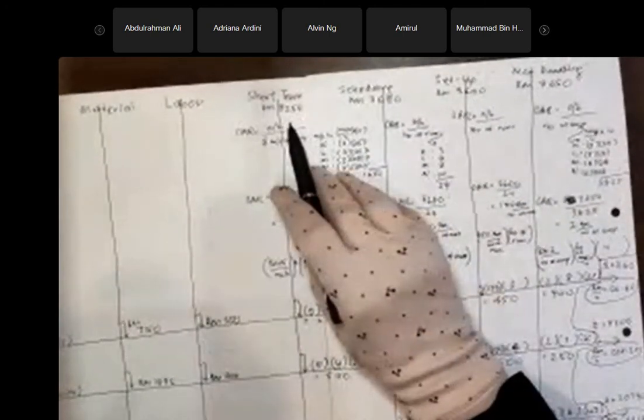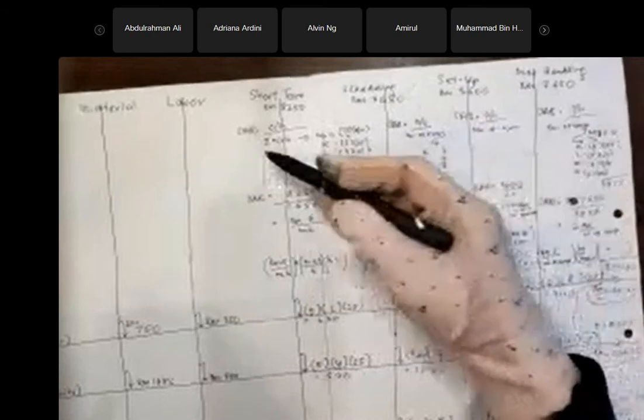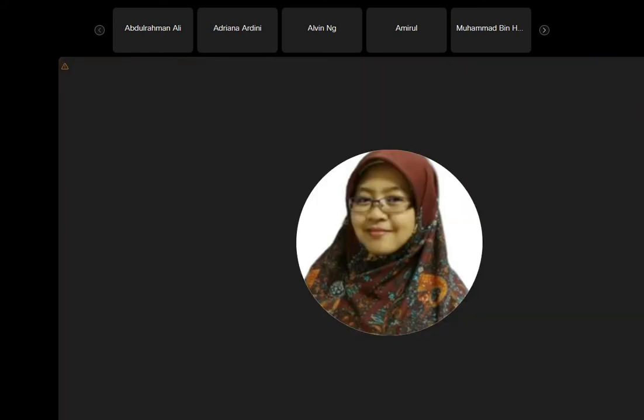But for this part, you have many things to calculate because it is based on all the overheads one by one: short-term scheduling, set up, and material handling. So all the overheads must go through the process of calculating the OAR. But what is the base? The base or cost driver is machine hours, number of runs, and number of components. And after you get the value, you have to make sure the value for the product is in RM.